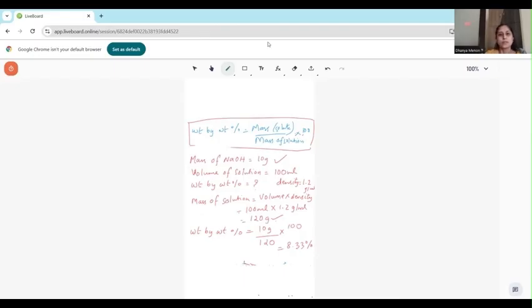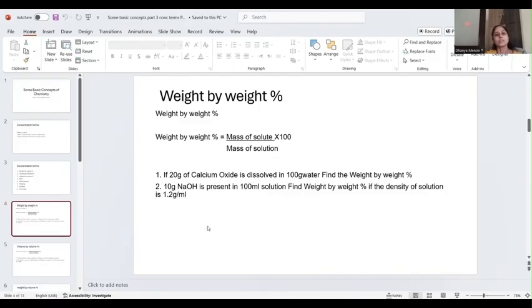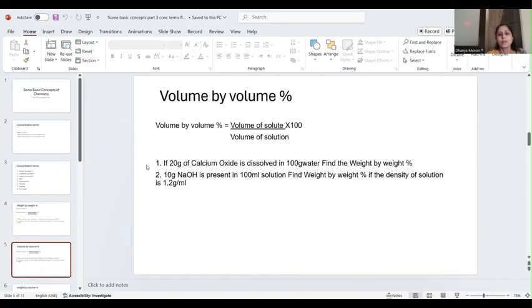Now students, coming to the next concentration term, if you understand this, the next one will be easier for you. Volume by volume percentage means volume of the solute by volume of the solution times 100. Okay, so let's check out.